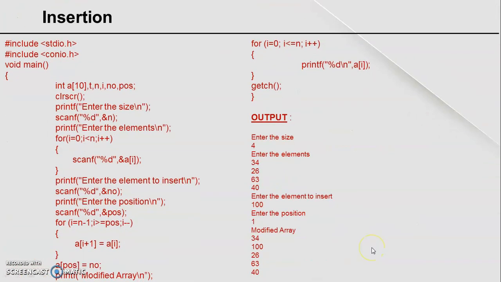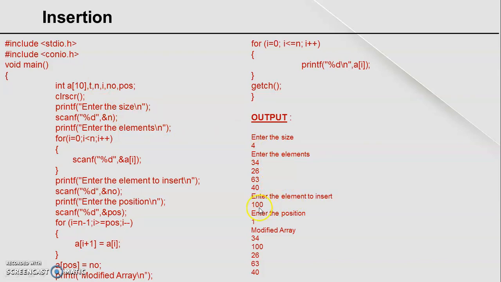Next operation is insertion, insertion of an element. It is very clear that if my array has n elements, then after inserting one more element, the size of the array will become n plus 1. Now this is the logic. We have to correlate our program with the output. First we are taking the size, then the elements. So we have entered 4 elements.